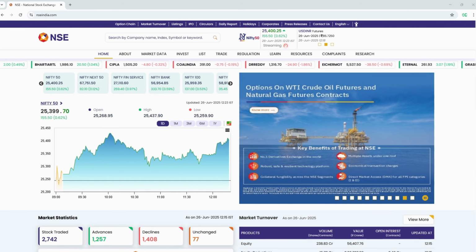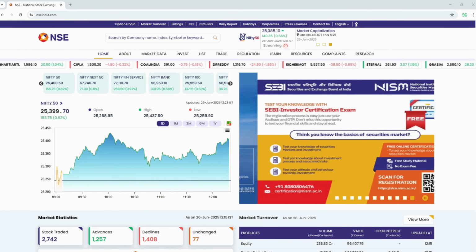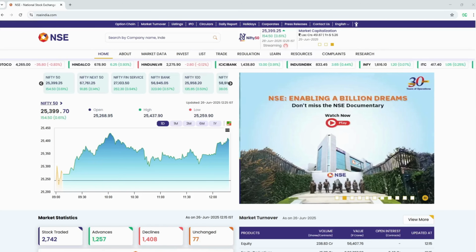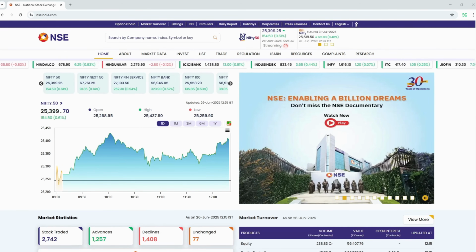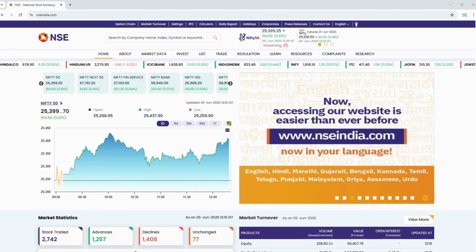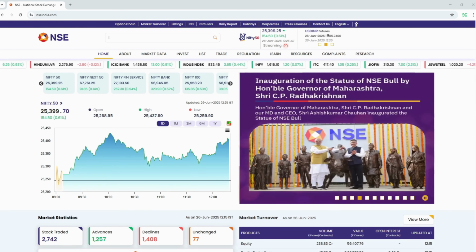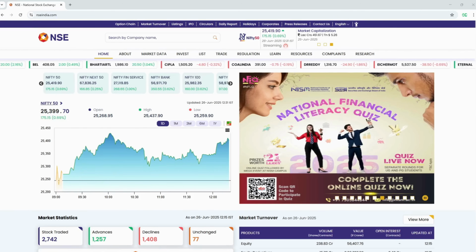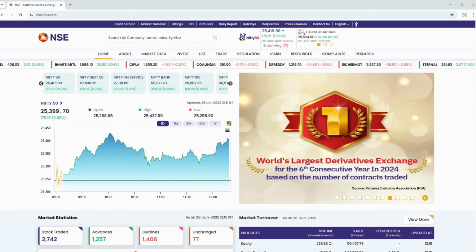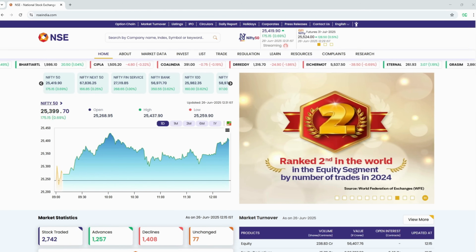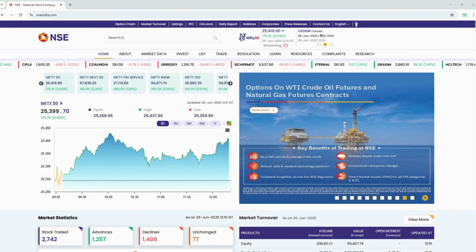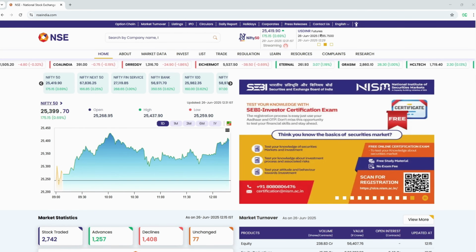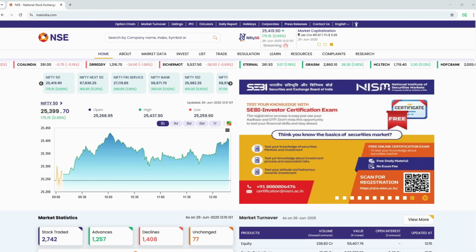Happy to present the official website of National Stock Exchange, NSEIndia.com. I believe NSE has a lot of publicly available information which helps traders or investors to take critical decisions. In general, beginners or even experienced traders use the NSE website only to refer to the prices, but surprisingly it has thousands of data points which help them to take critical decisions.